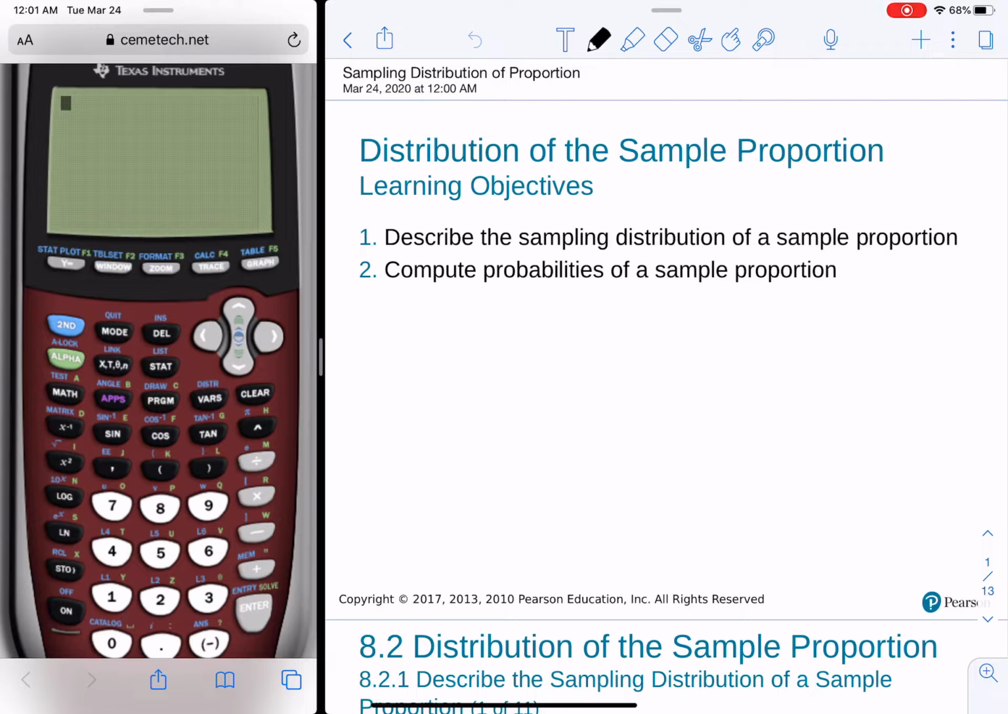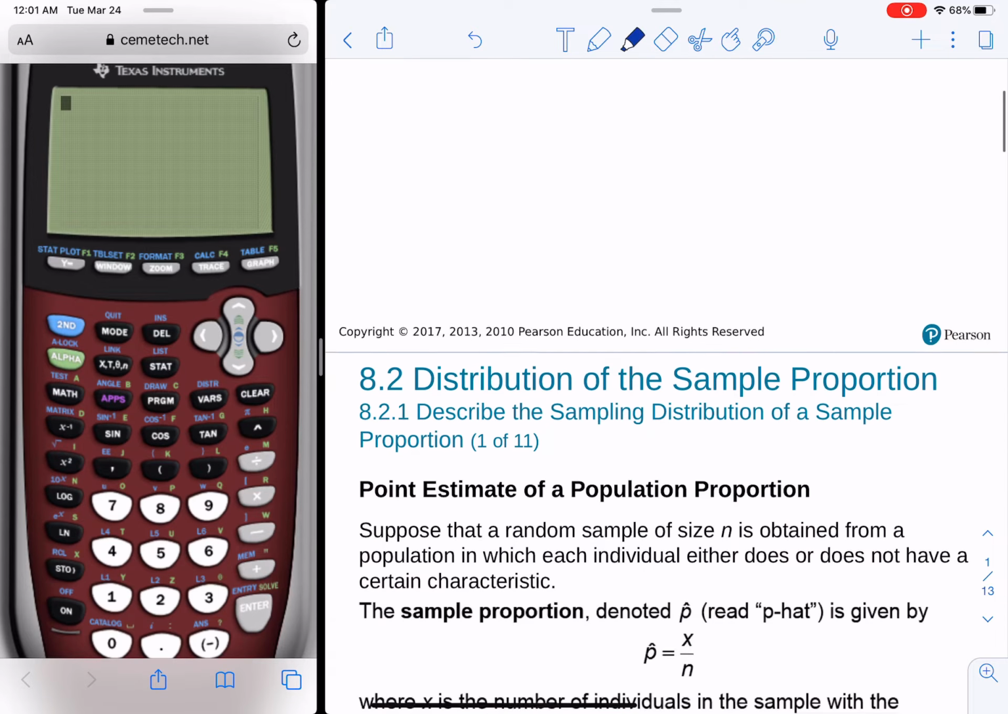We looked at the sampling distribution of the mean. This is the sampling distribution of proportion. So we will look at the sampling distribution of the sample proportion, to be precise, and we can compute probabilities using the sample proportion.